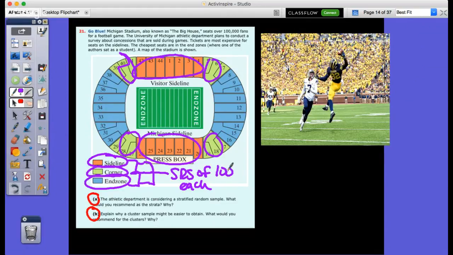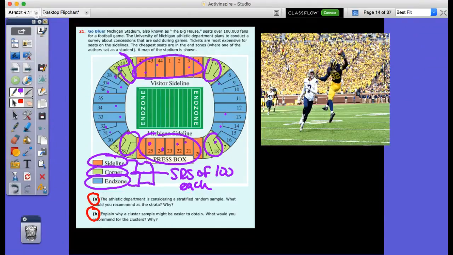So I would take that, sample that, right? And once I do that, maybe I would have one person just go all over the stadium, right? Until I got 300. But we would do 100 within the sideline, 100 within the end zone, right? And 100 on the corners to be 300 total. But we would take 100 from each of the different strata or sections, okay?